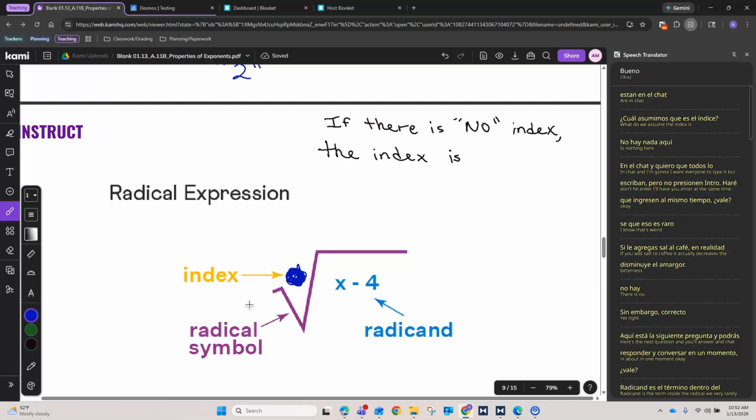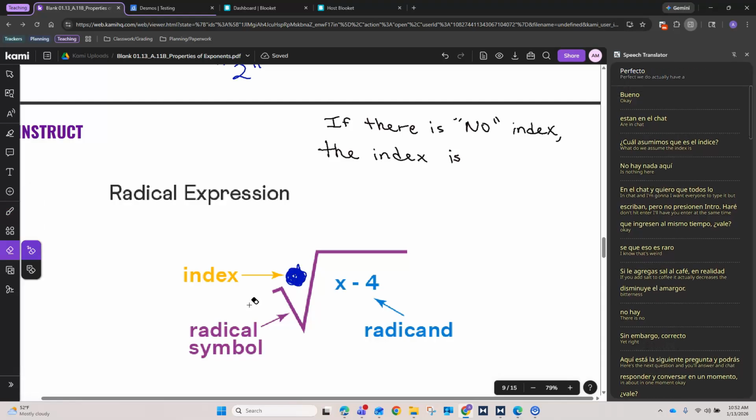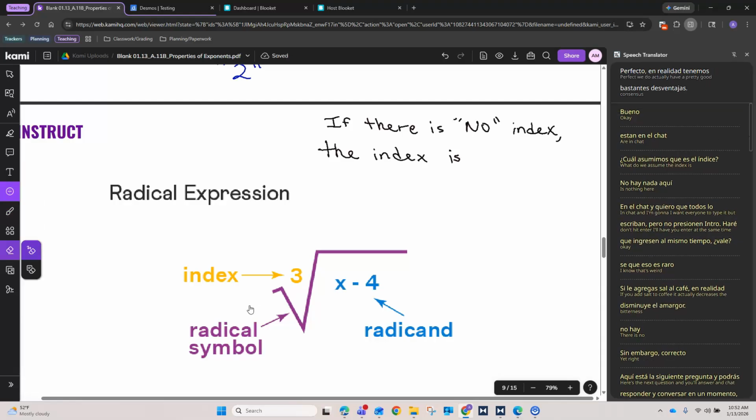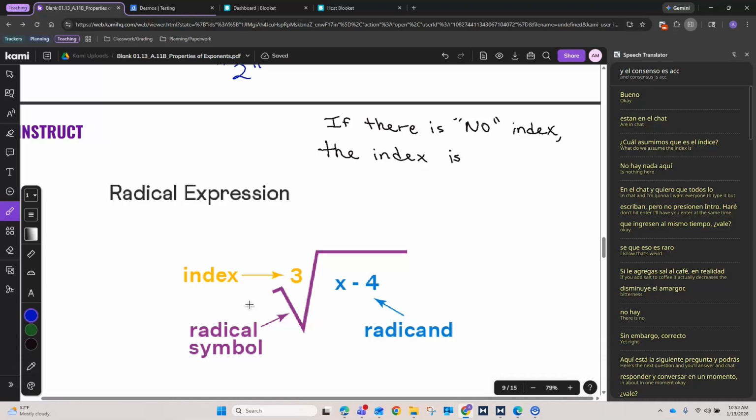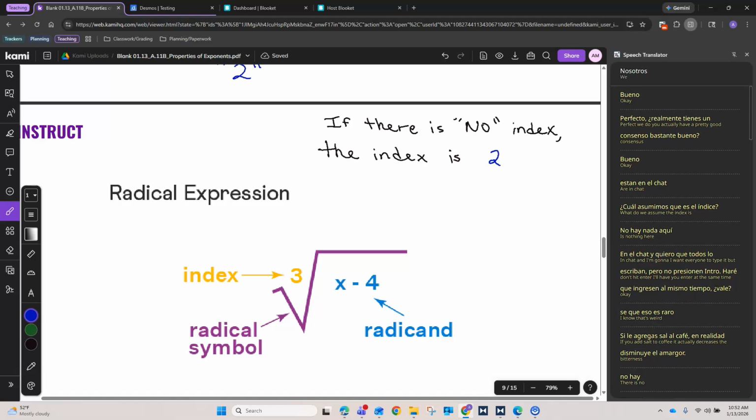Perfect. We do actually have a pretty good consensus, and the consensus is accurate. If there is nothing there, then we understand it to be 2. This is what we call invisible math. If there's no number in front of a variable, it's a 1. But if there's no number in an index, it's 2.